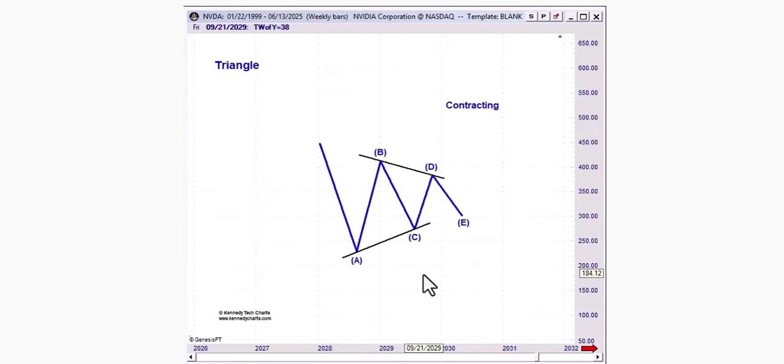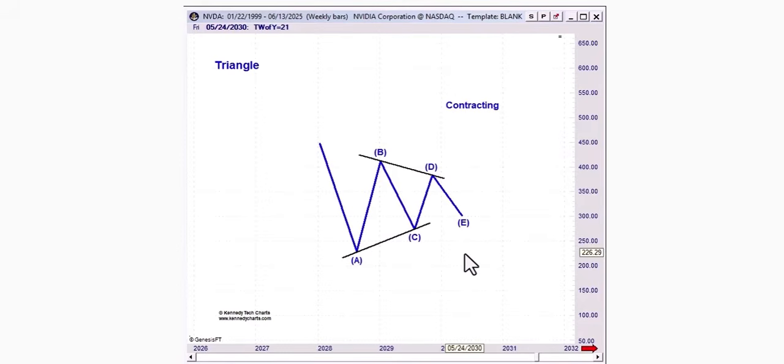And remember, each wave of a triangle subdivides into a zigzag, specifically a zigzag. So you would have a three-wave move for wave A, three waves for B, C, D, and E. So this is why we would use the notation 3, 3, 3, 3, 3 to identify the subdivisions within a contracting triangle.